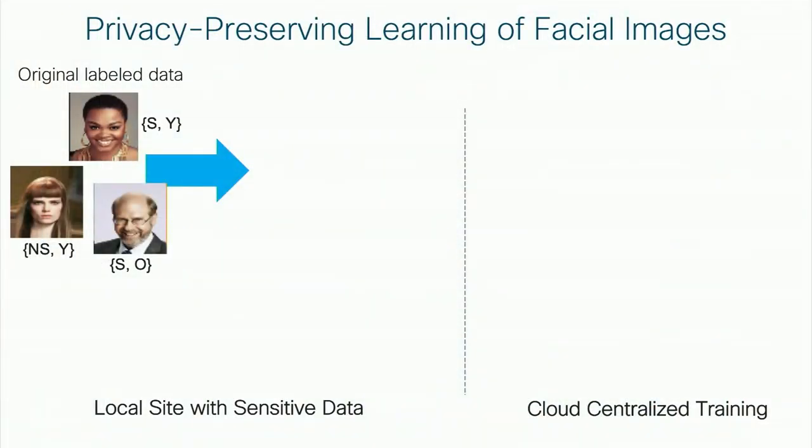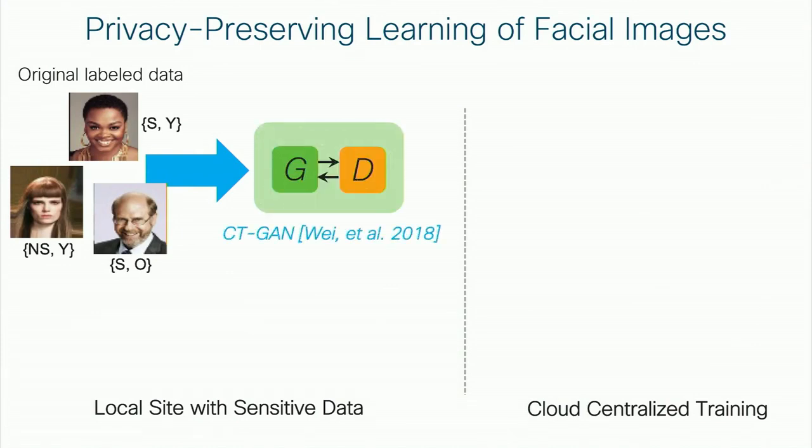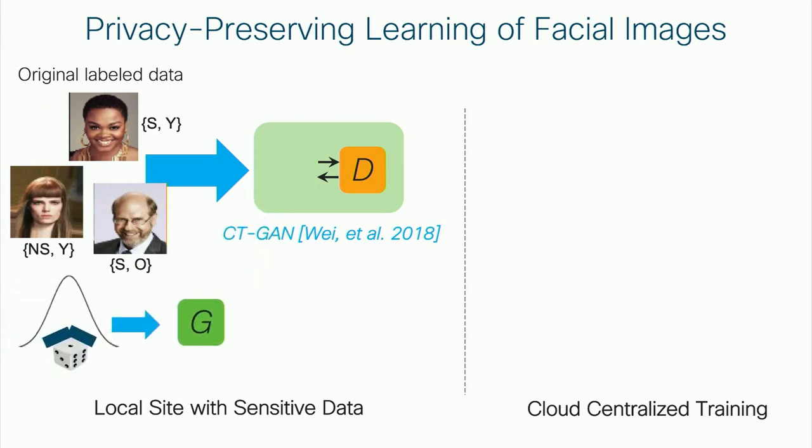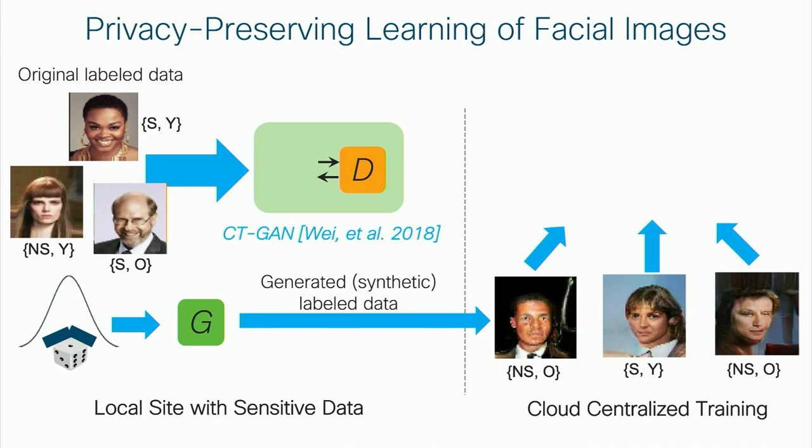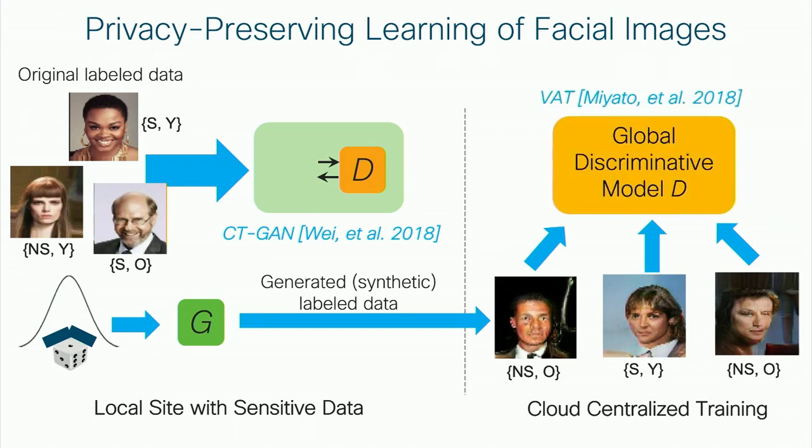So here are, for example, some faces. This top one is smiling, young; non-smiling, young; smiling, older. Okay? So these are the original labeled data. We then use a GAN, a generative adversarial network, where we have a generator and a discriminator that compete with each other in order to try to make a better generator. Once we have this generator, we give it some random data, and it generates some synthetic labeled data, as you see in the bottom here.